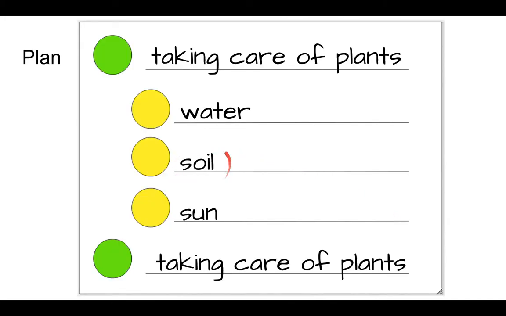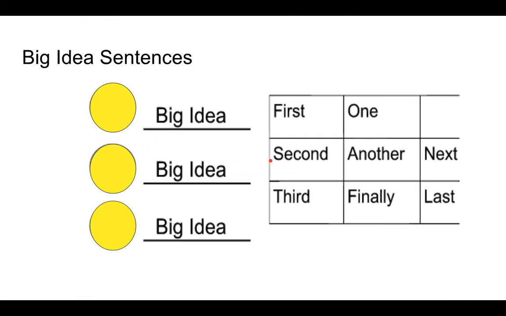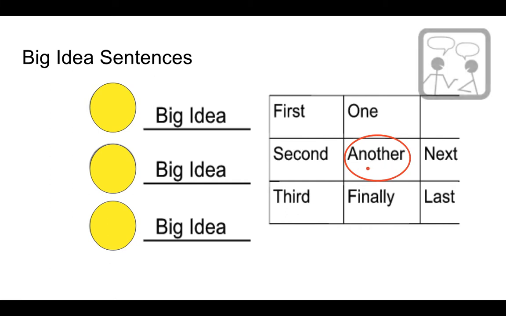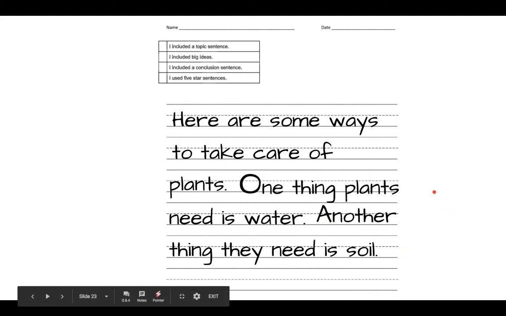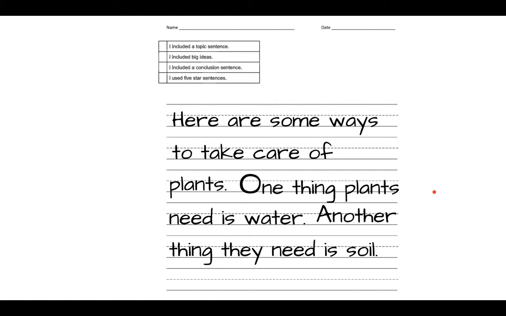My next big idea on my planner was soil. So again, I'm going to go back to the front. I'm going to choose a transition word to start my sentence with. This time I'm going to go with another. So I have to talk it out first. And I am going to have my sentence be, another thing they need is soil. Now that I've talked it out and I am happy with my sentence, I can write it on the next line here. Another thing they need is soil. Notice again, it's a complete sentence. It starts with a capital letter, ends with a period, has those finger spaces, everything that includes a 5-star sentence.